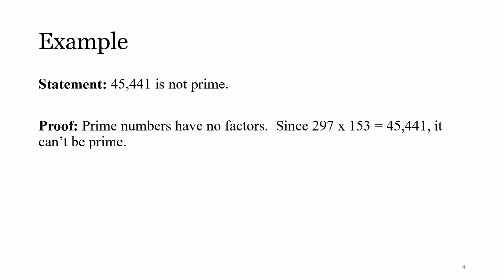Let's look at an example of a proof. Let's say I want to prove the statement 45,441 is not a prime number. First, I would tell you the fact that prime numbers have no factors, or maybe you would already know this, and then I would present you with a factorization, namely 297 times 153. These two facts combined tell us, or we can infer from these two facts, that the statement is indeed true, that 45,441 is indeed not a prime number.